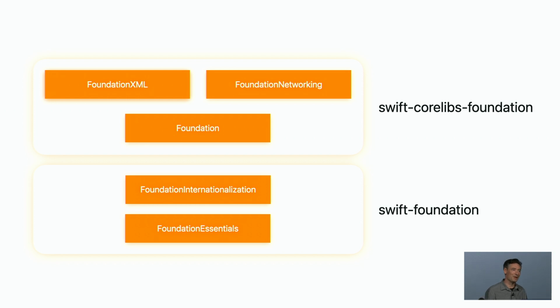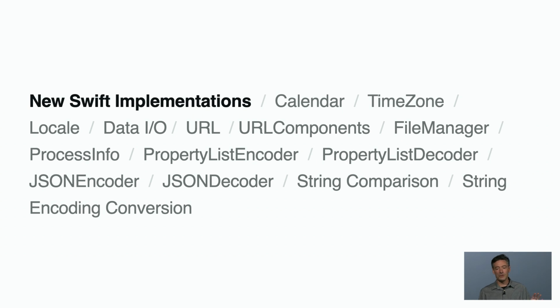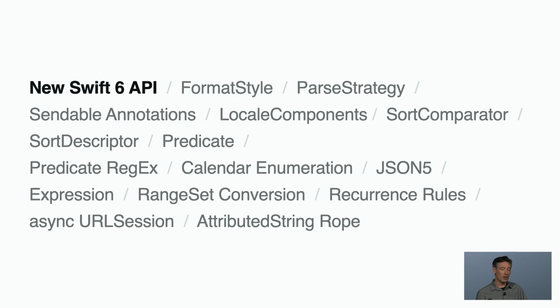Okay, well, that was a lot of boxes. So what did all of this refactoring get us? Well, using one Swift implementation allowed us to completely rewrite many of the most commonly used types in Foundation and share them everywhere. In addition to calendar and locale, we rewrote the JSON parser, string comparison, string encoding conversion. Then we re-implemented URL and URL components, file manager, process info, the property list encoders, data I/O, base64, and much more. We were also able to bring a huge amount of new API to Linux.